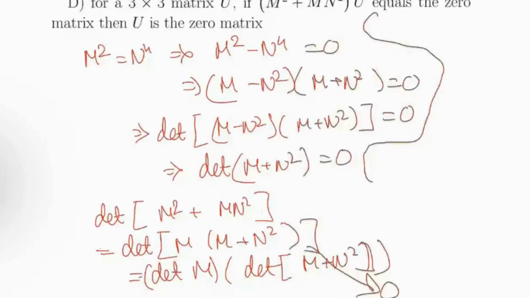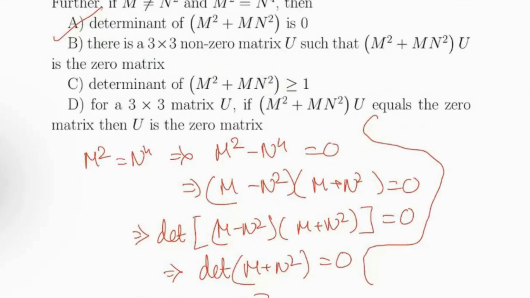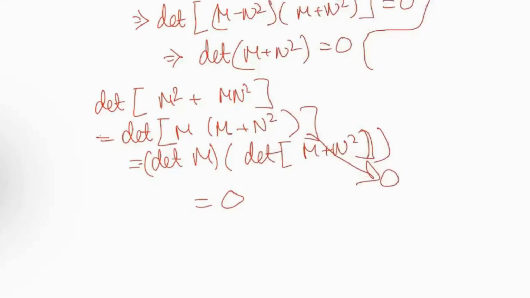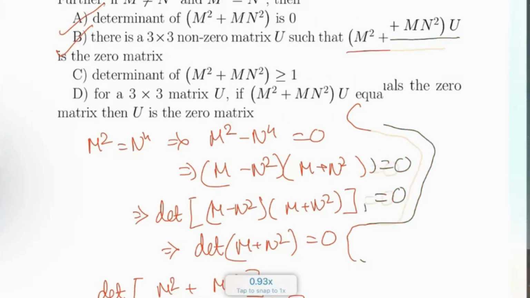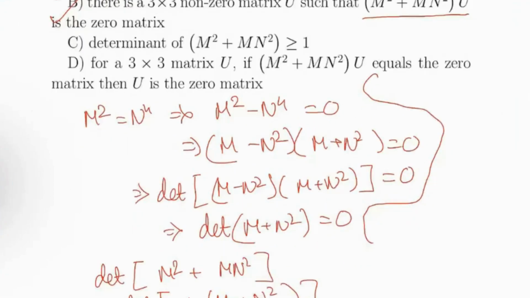And similarly, since the determinant of m square plus mn square is 0, we can say that there exists a non-zero 3 by 3 matrix U such that this is a 0 matrix. It's a property of matrices. The moment we prove the first part, we already disprove the third part, and proving the second part disproves the fourth part. So only two options are correct here. Any doubts, anyone?